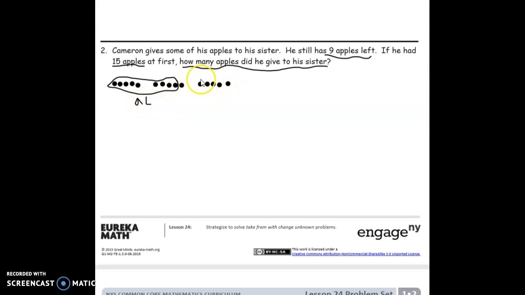And what do these apples represent? The ones he gave to his sister. We'll put an S for sister. So we've read the question, or we've read the paragraph. We underlined important information. We drew and labeled. What is the last thing we have to do? Right, we need to answer our question. How many apples did he give to his sister? Can you count them up and tell me?